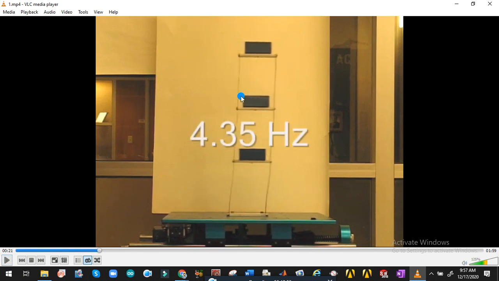So this is your first mode shape. You can see that it is occurring at 4.35 Hz. As I have shown you in the previous video, the first mode was such that its cantilever beam free edge is always at maximum displacement. So this is your first mode shape that is occurring at 4.35 Hz. Okay.